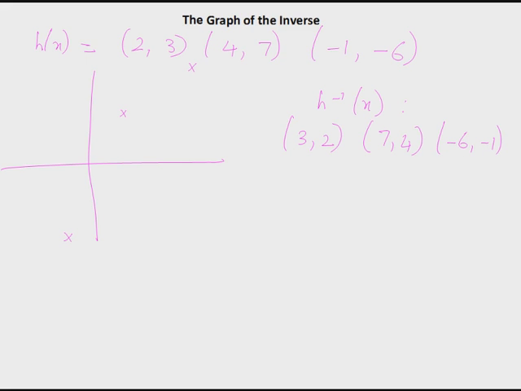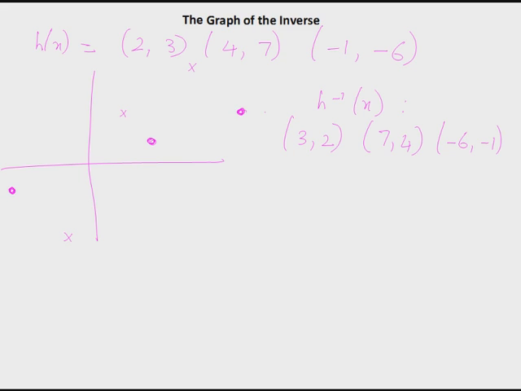Let me plot h inverse on the same graph. I'll plot it with circles. So it becomes (3, 2). That's here. It becomes (7, 4). That's here. And it becomes (minus 6, minus 1), which is here. So you see the original 3 points have their x and y coordinates flipped. And you get the points in h inverse of x.